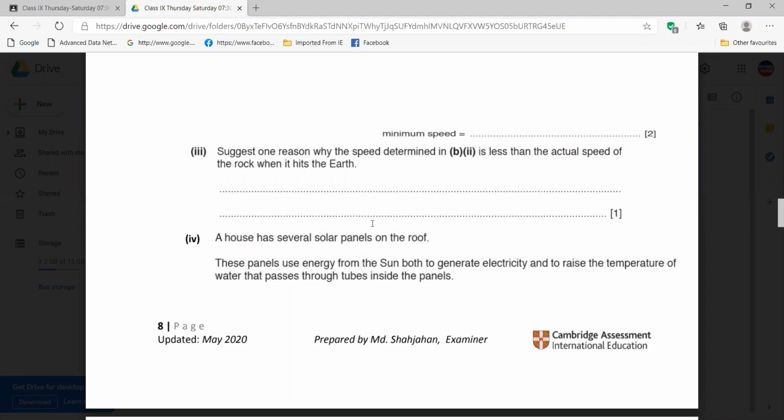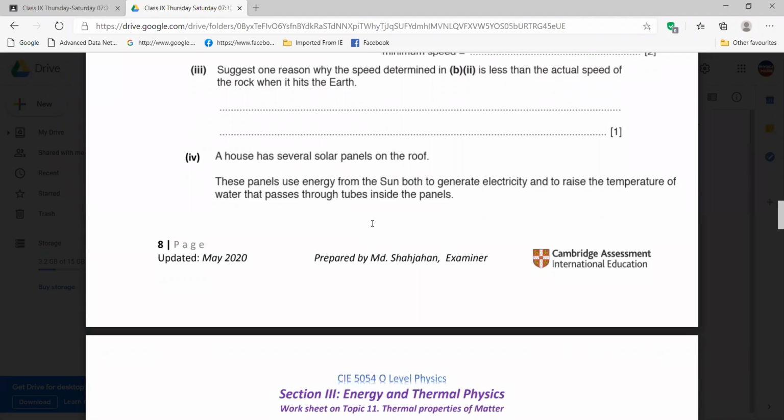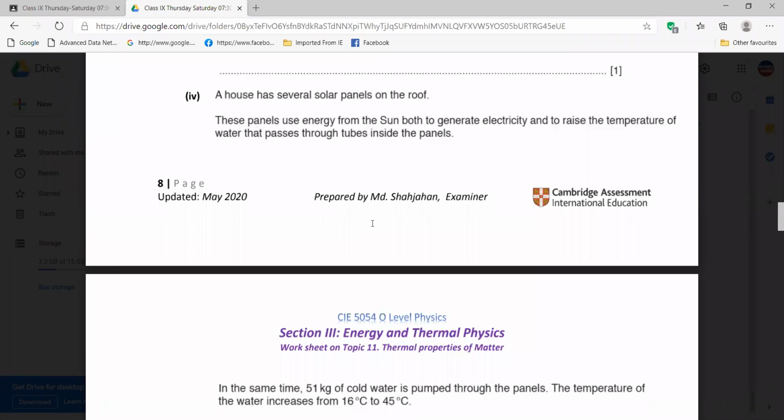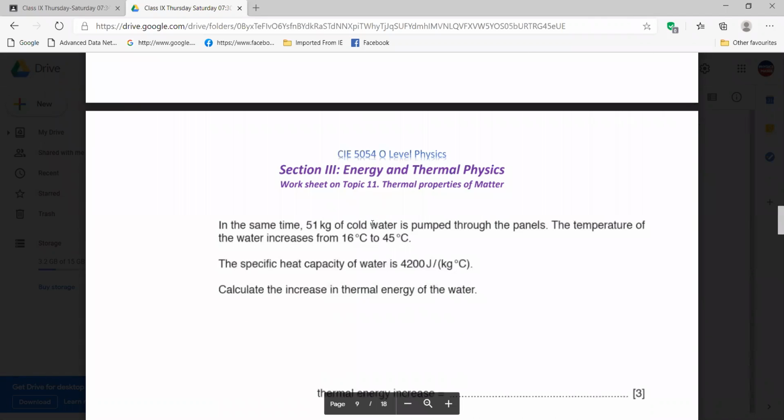Then question 4, continue. A house has several solar panels on the roof. These panels use energy from the sun both to generate electricity and to raise the temperature of water that passes through tubes inside the panels. At the same time, 51 kg of cold water is pumped through the panel. The temperature of the water increases from 15 degrees Celsius to 47 degrees Celsius.